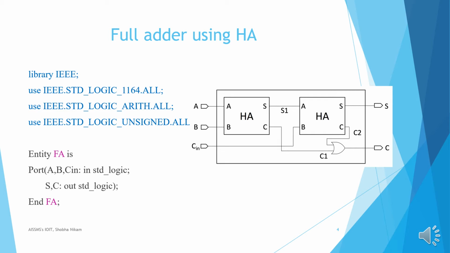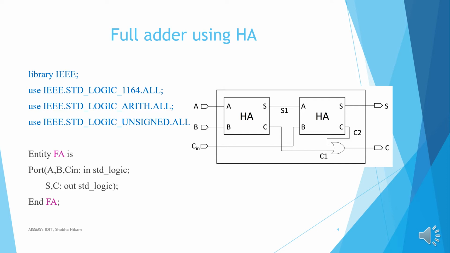After inclusion of library and packages, next is entity. So entity, this circuitry is full adder. I have taken example of full adder using half adders. Entity full adder is port. Here, while writing entity, what we consider is we consider our system as a black box. We don't consider any intermediate inputs or outputs or components. What we can consider is only external inputs and external outputs.